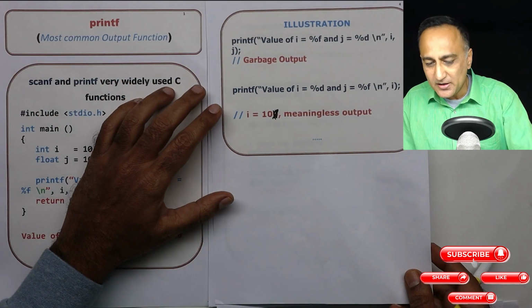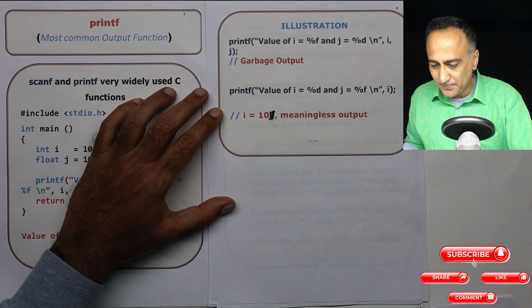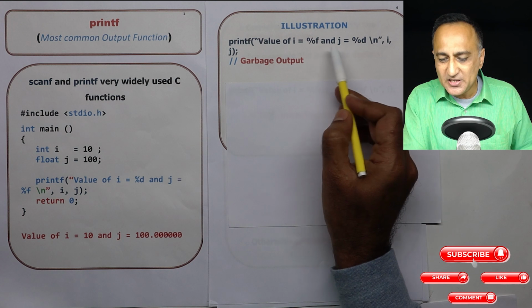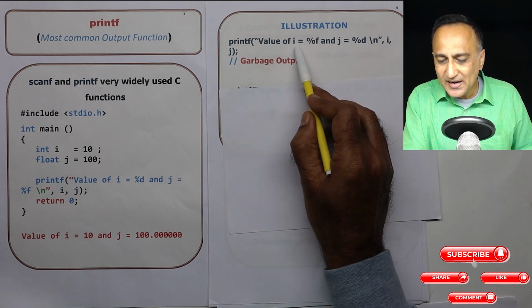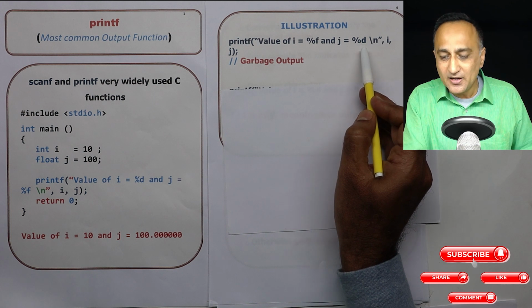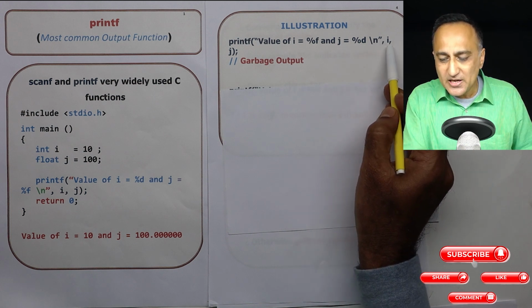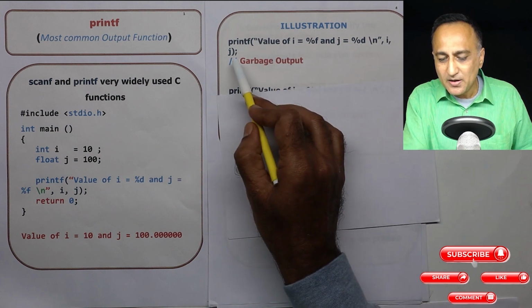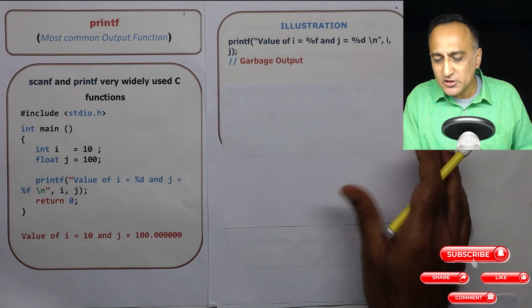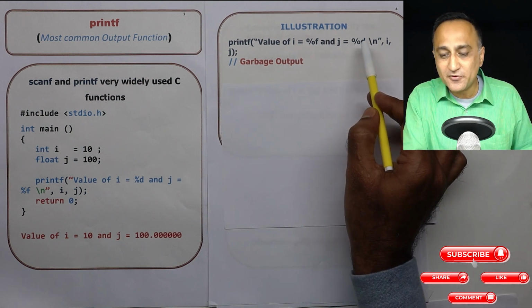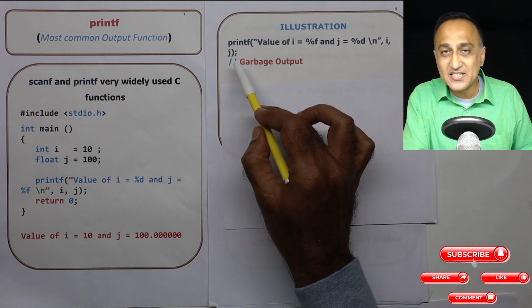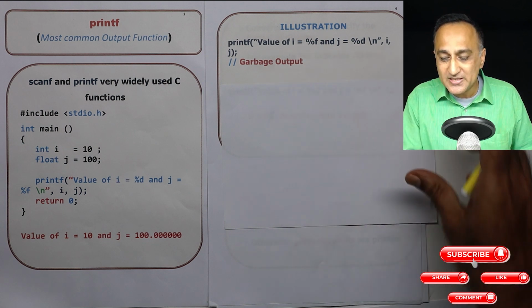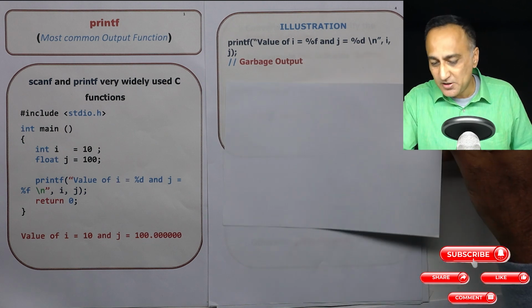This can be explained through a very simple example. Take a look at this first example here. I am saying value of i is %f, j is %d. But I know i is an integer and j is a real number. So what I have done is I have put i and j as they are. But since this was an integer and this was a real number, you're going to get garbage output because you exchanged the %d and %f. C will not bother to tell you this is an error. Only when you run it, you will get a garbage output.